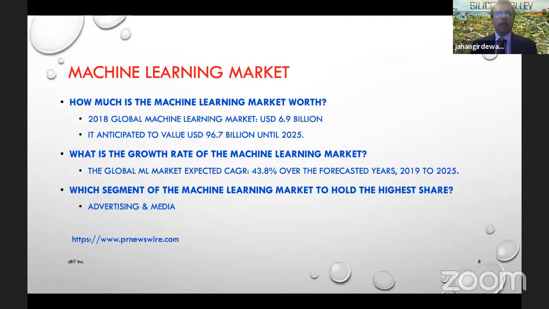So how big is the market? If we ask why we should invest in machine learning or AI: the global machine learning market was about $6.9 billion in 2018, and it is anticipated to be about $96.7 billion by 2025. The global machine learning market CAGR is 43.8%, which is very high growth, in fact. The forecast for 2019 to 2025 is 43.8%.